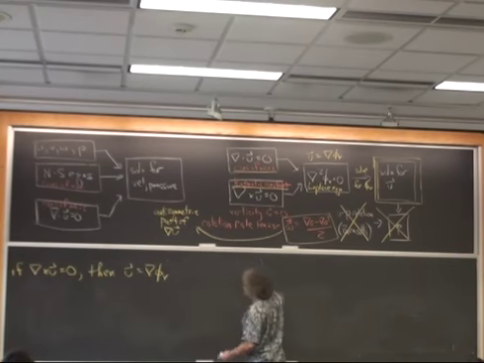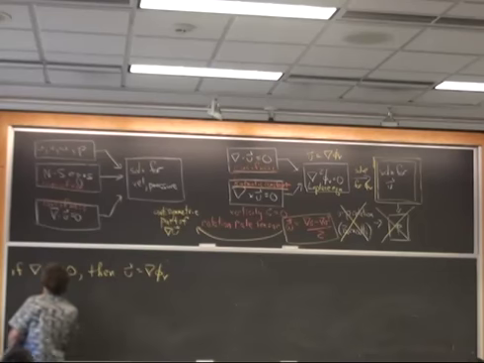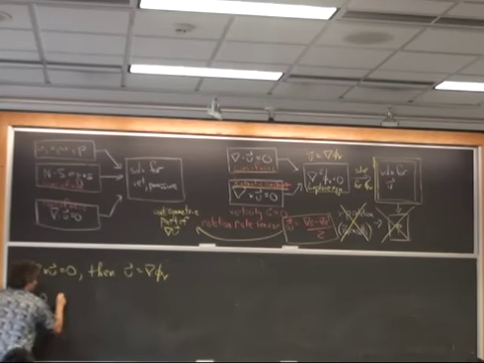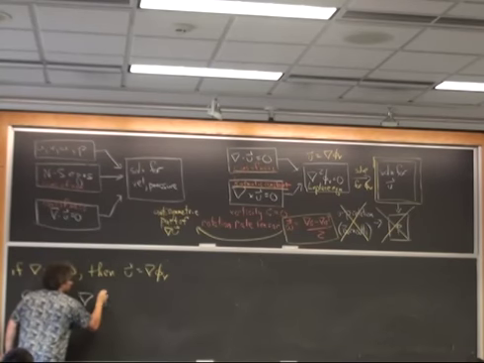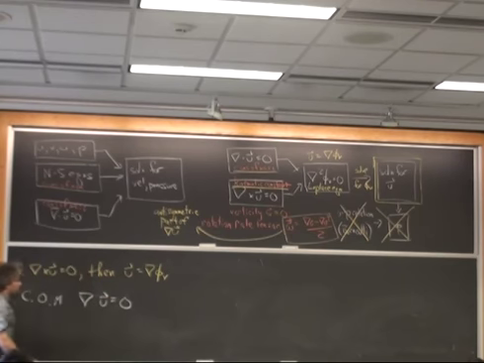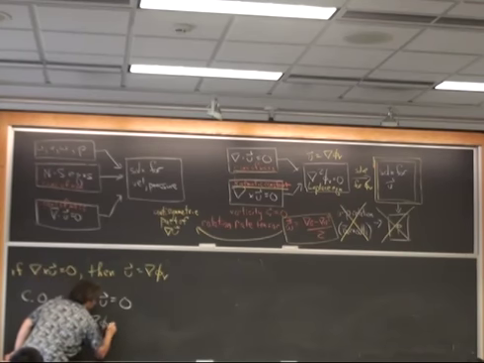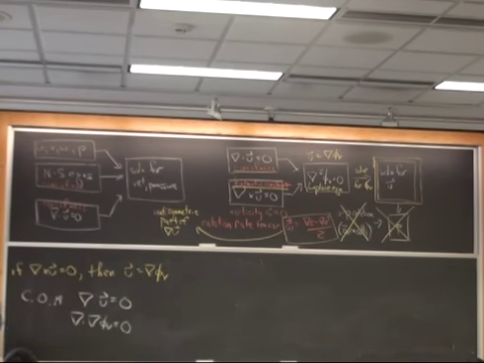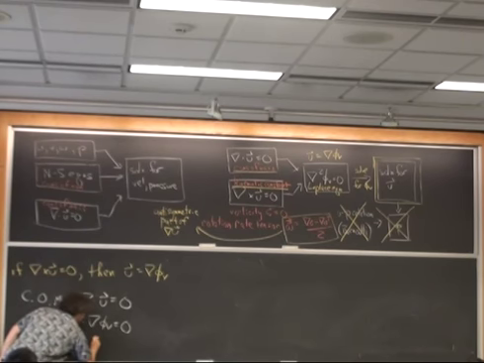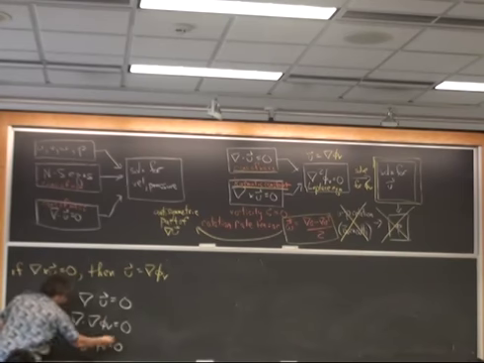If I then combine that with conservation of mass, conservation of mass says that the divergence of the velocity field is equal to 0. And if I plug in this expression, this tells me that del dot grad phi is equal to 0. And I can then write that in terms of the Laplacian.